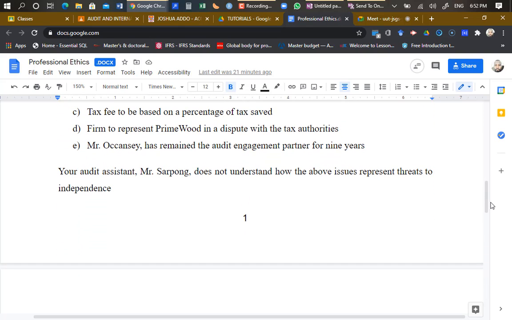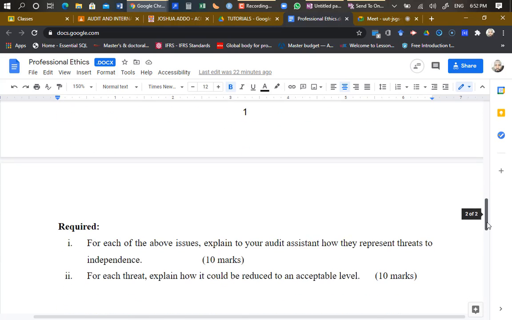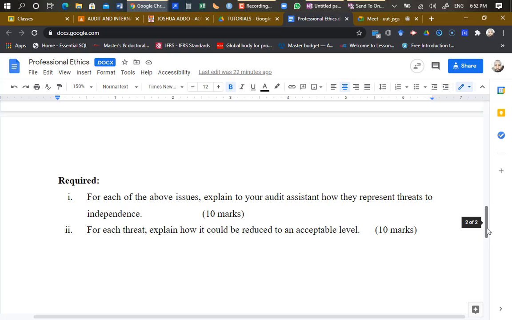Your audit assistant, Mr. Sapon, does not understand how the above issues represent threats to independence. Required: for each of the above issues, explain to your audit assistant how they represent threats and which type of threats to independence.